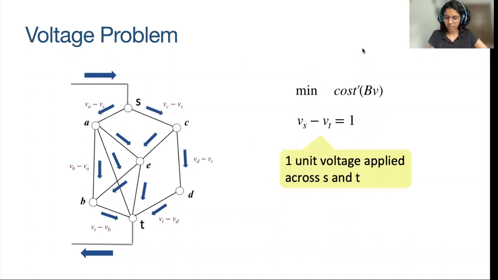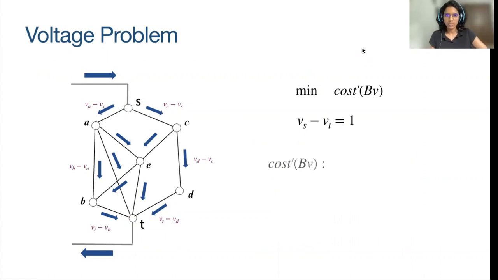Similarly, we can define voltage problems where again we have a graph, a source vertex, and a sink. But now instead of sending 1 unit flow from S to T, we want to maintain 1 unit potential difference across S and T. And now the objective is to minimize a certain cost function on these voltages.